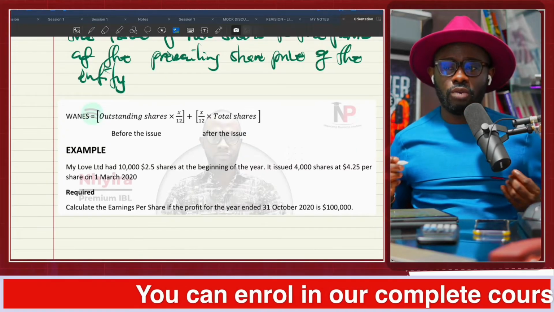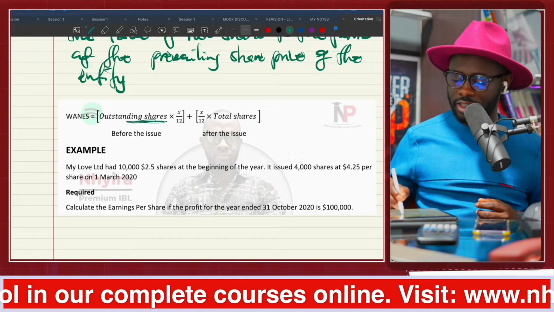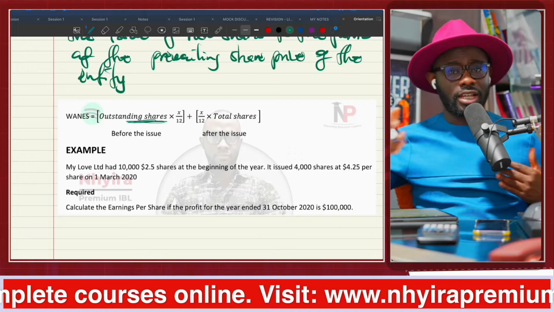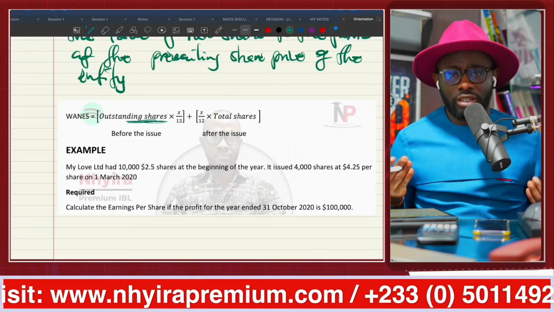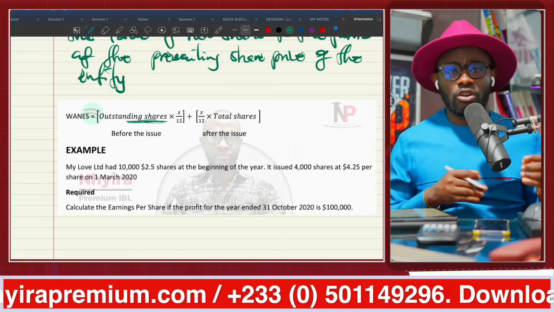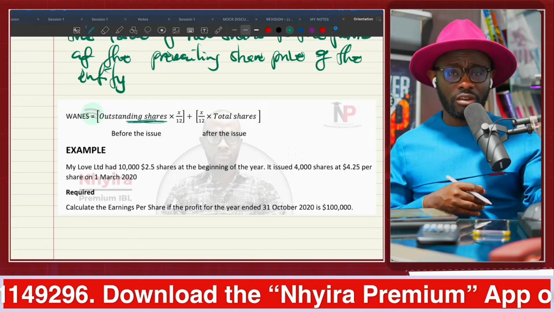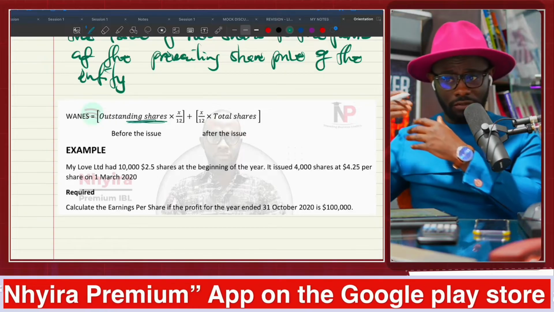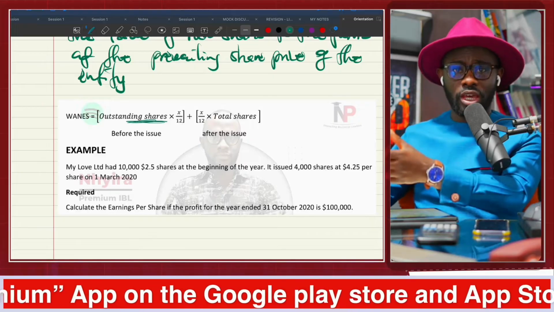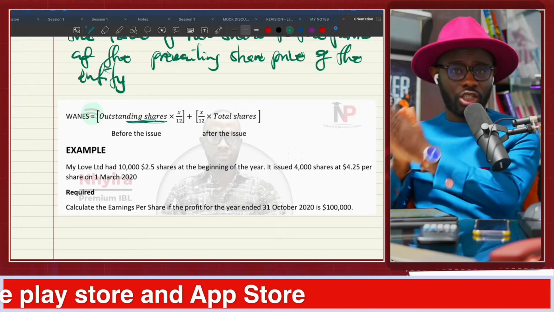Now, the way we calculate the weighted average number of equity shares will be bringing the outstanding shares. How long has that been in existence? Because the timing ratio will always come into being if the thing is not occurring at the beginning of the year. If it is occurring at the beginning of the year, then there will not be any timing ratio. But if it is occurring midway or within the year, then certainly the timing ratio has to come in.